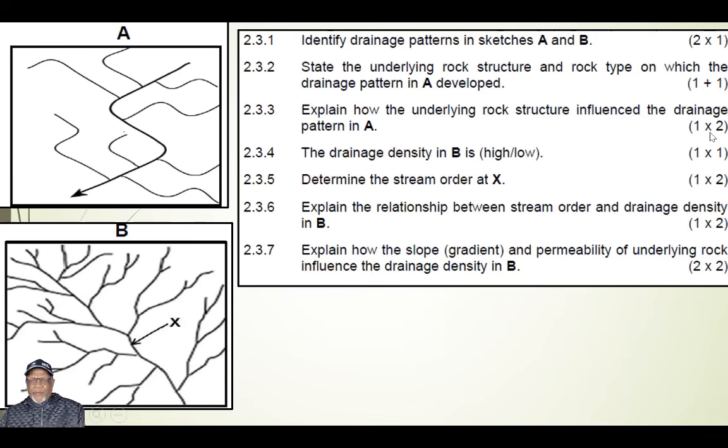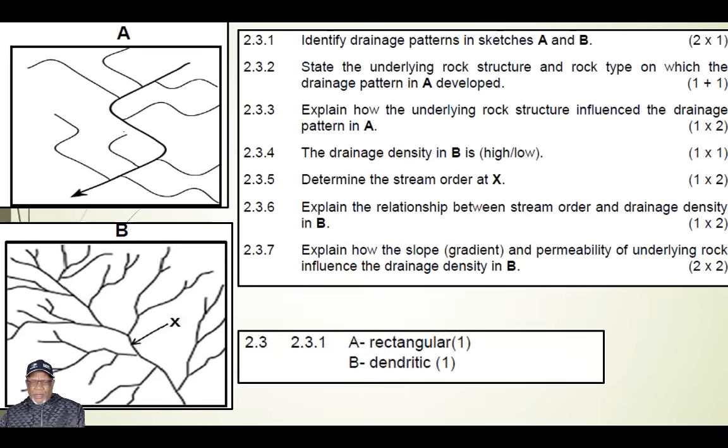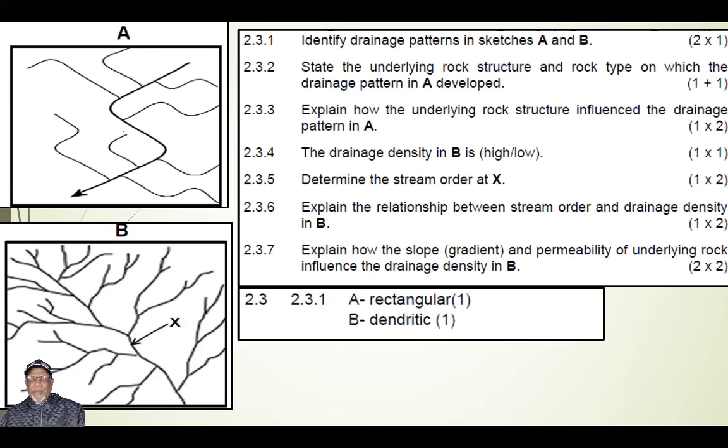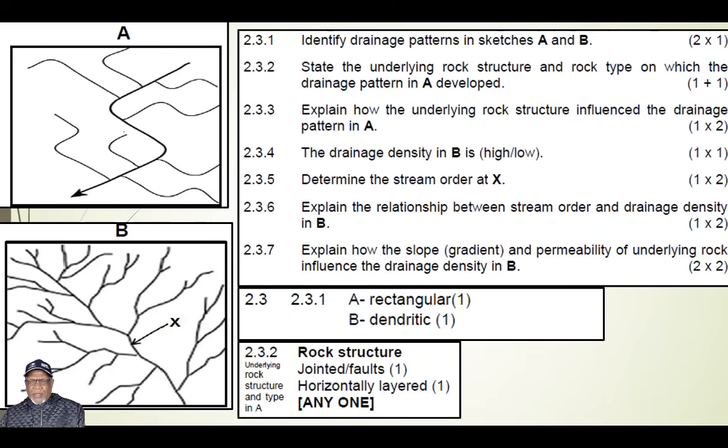Let's continue. Identify drainage pattern in sketch A and B. Sketch A, we said the drainage pattern there is rectangular pattern, and sketch B is dendritic. And then state the underlying rock structure and rock type in drainage pattern A. We said number one, the rock structure is jointed, faults, or horizontal layered.